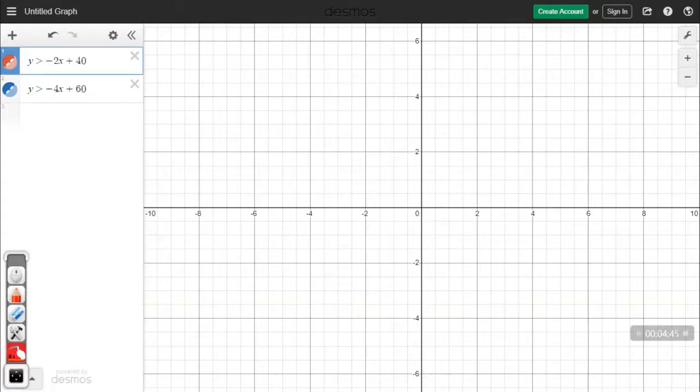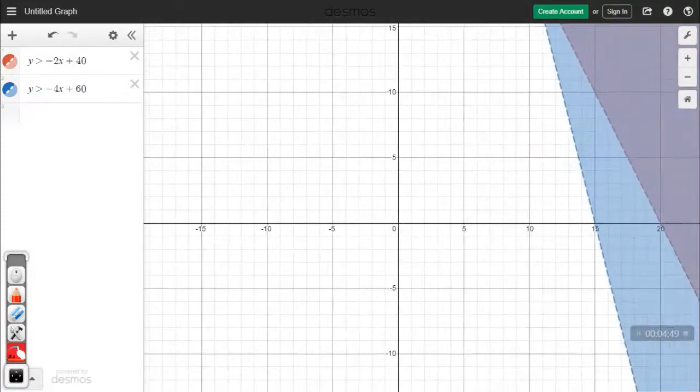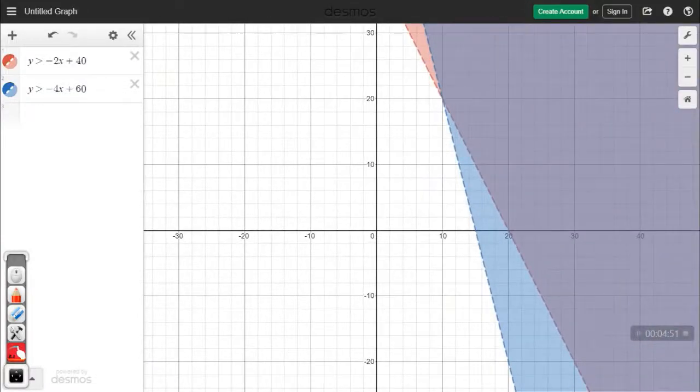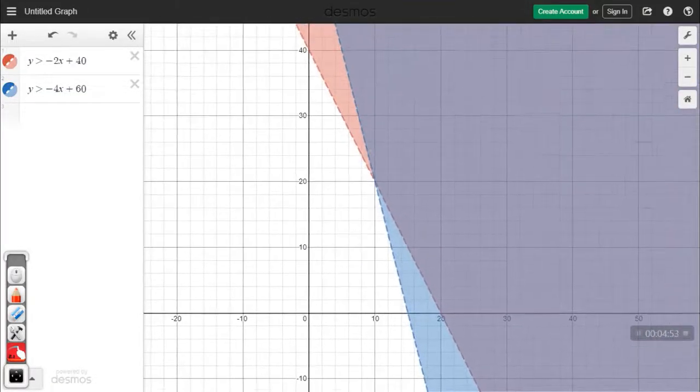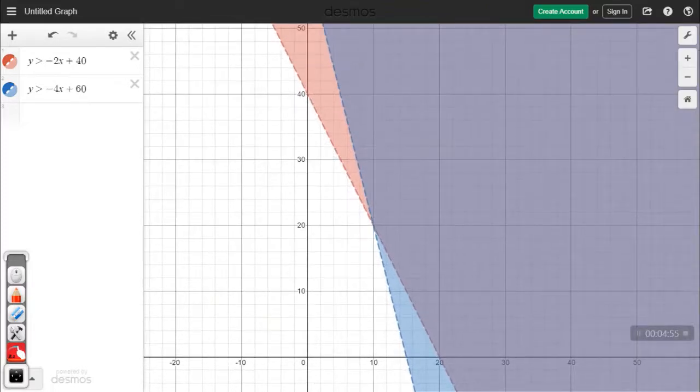But that is not the right spot, all right? Notice my y-intercepts are at 40 and 60, and I need to zoom this out until I can start to see some of my overlap. My goal is to find my overlapping region. Now, I have to identify which region is a solution region for Tammy and which region is a solution region for Keith. Because if you remember, the problem asked us, I'm going to read it back to you.